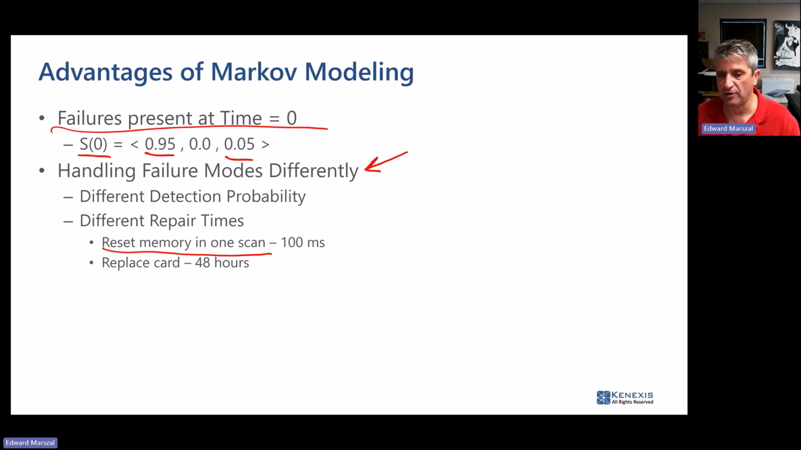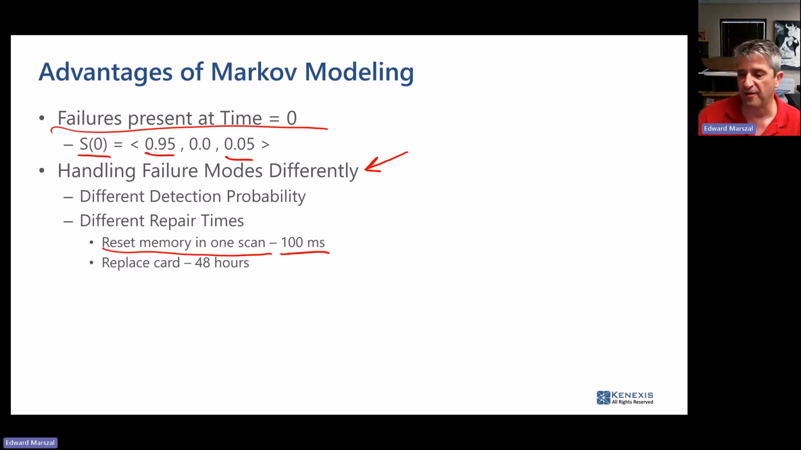Well, that failure can be essentially 100% detected by inverting the memory map and comparing the memory map and the inverted memory map and seeing whether or not they're mirror images of each other. And then the repair of that failure could happen in one scan. You simply wipe the memory and start over again. You basically wipe the image. So that memory bit flip can be repaired in 100 milliseconds.